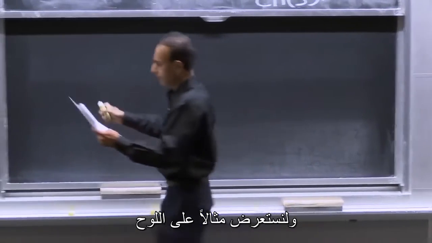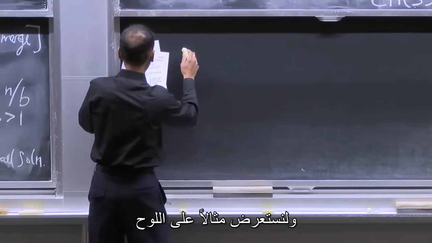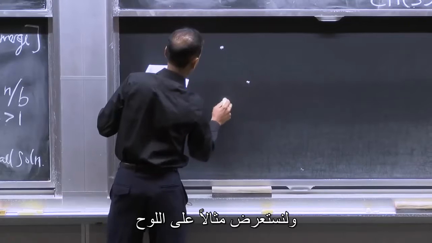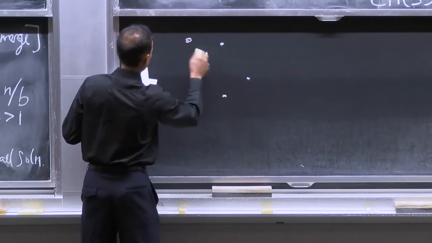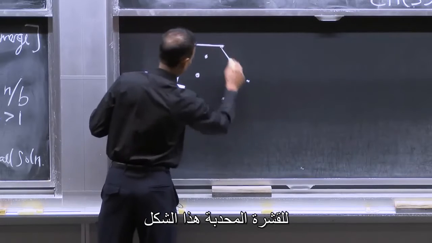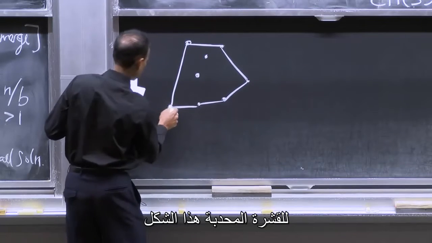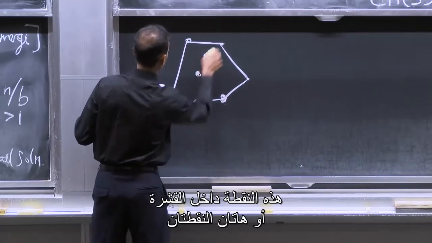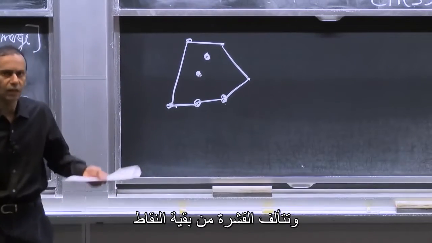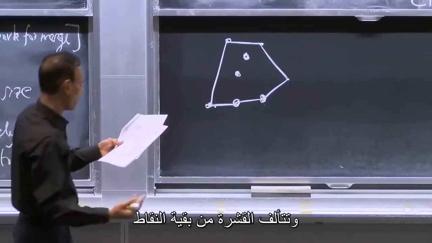And so, just as an example on the board, when you have something like this, you're going to have your convex hull being that. This one is inside of it. These 2 points are inside of it, and all of the other ones form the hull.